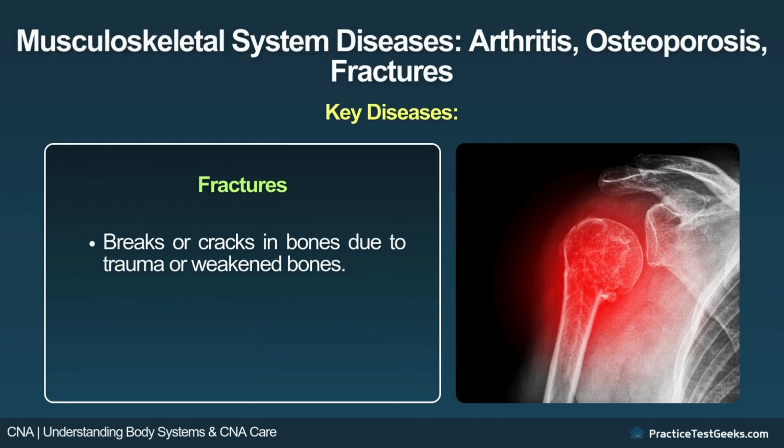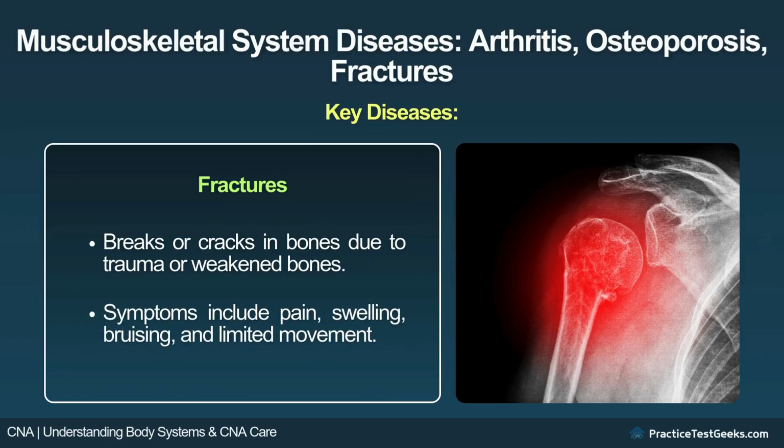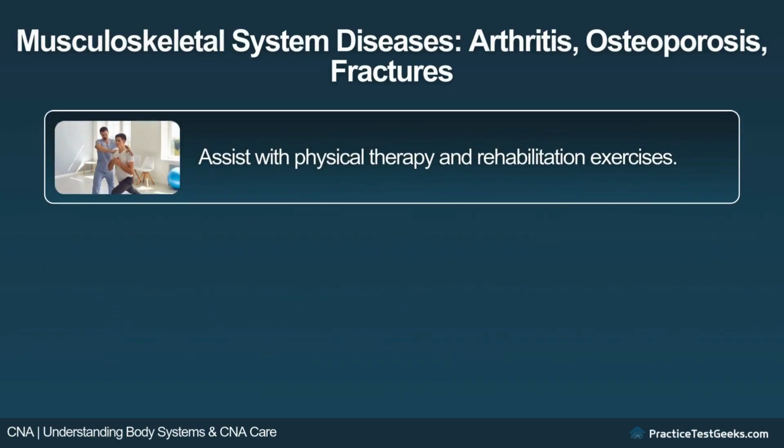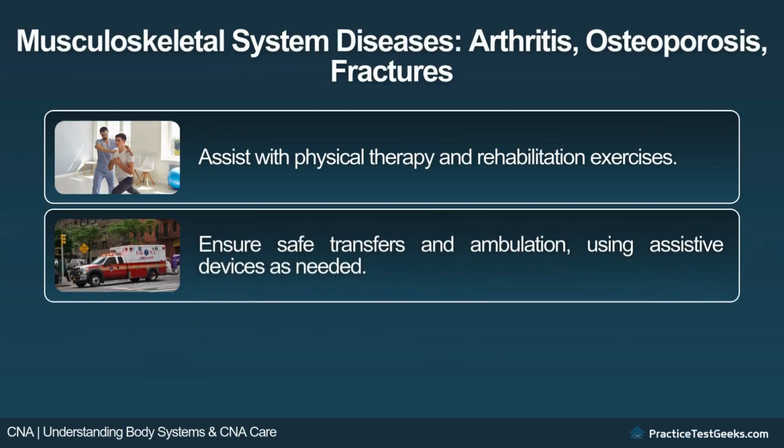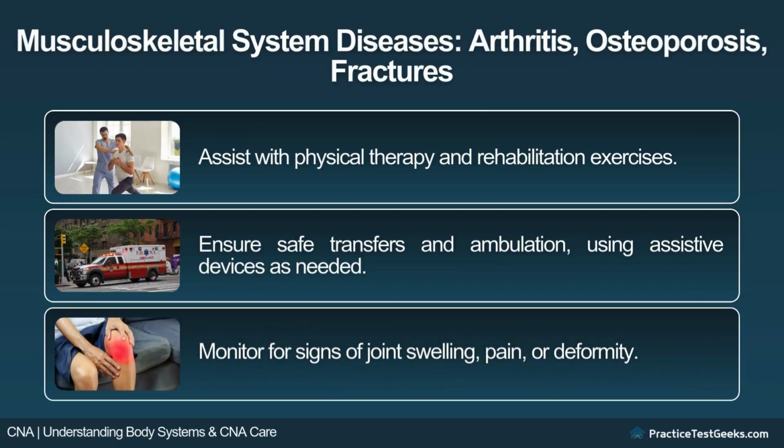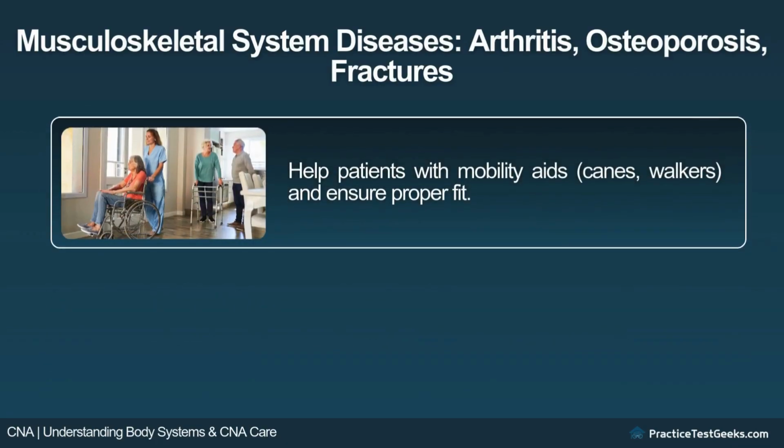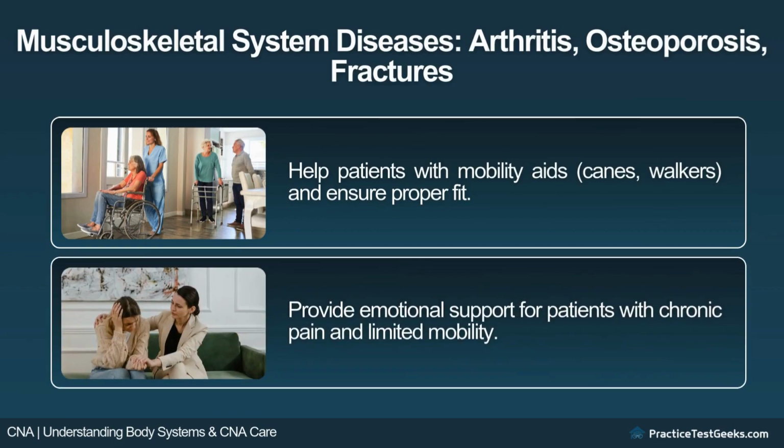Fractures are breaks or cracks in bones caused by trauma or weakened bones. Symptoms include pain, swelling, bruising, and limited movement. CNA responses: Assist with physical therapy and rehab exercises. Ensure safe transfers and walking using assistive devices. Monitor joints for swelling, pain, or deformity. Help patients use canes, walkers, or other mobility aids properly. Provide emotional support for chronic pain or limited mobility. By understanding these musculoskeletal conditions and responding appropriately, CNAs help patients stay safe, mobile, and comfortable.